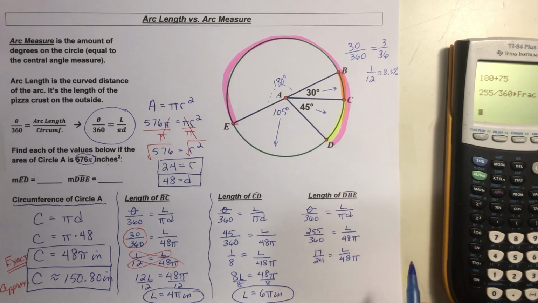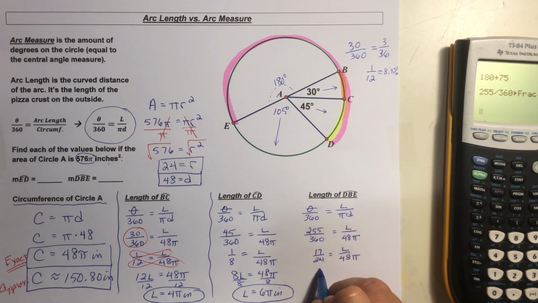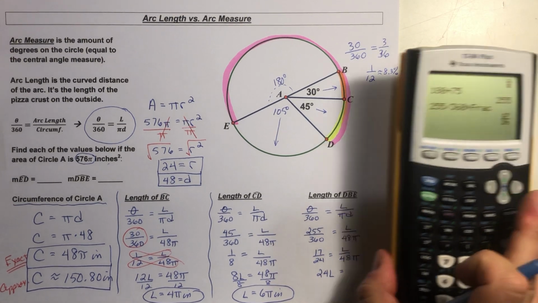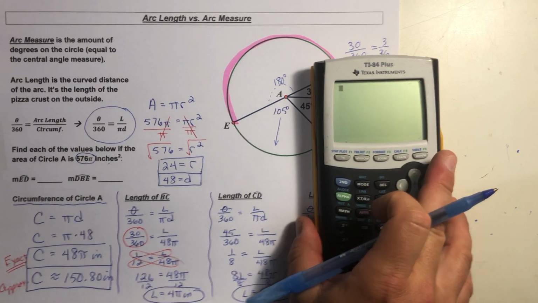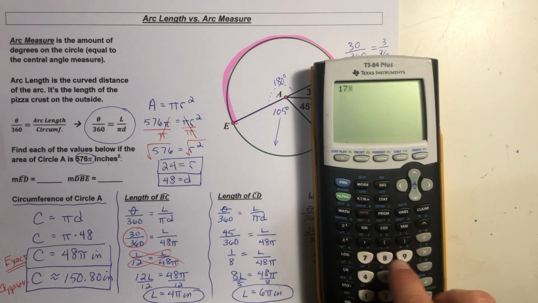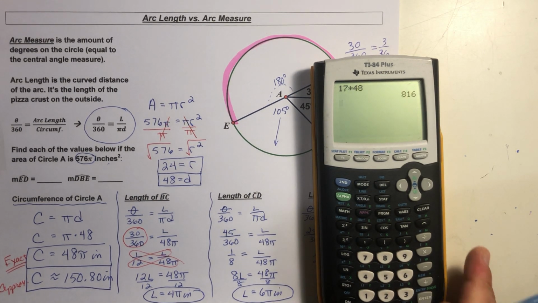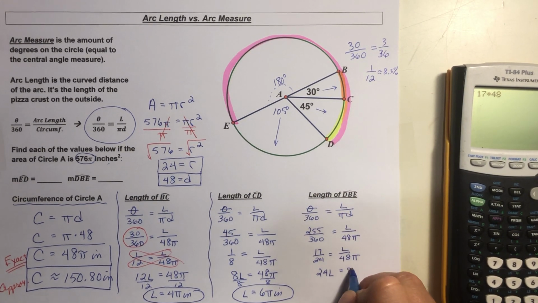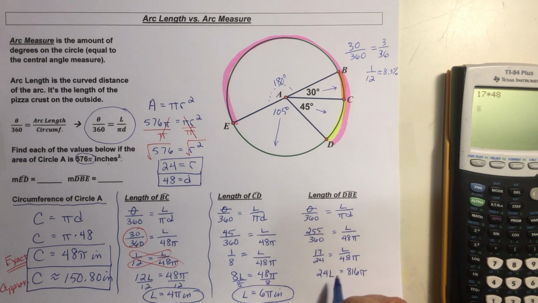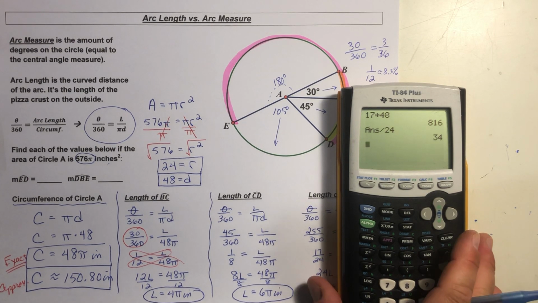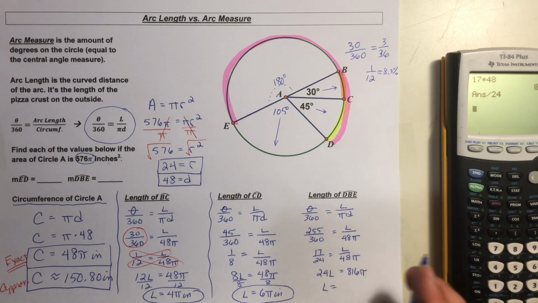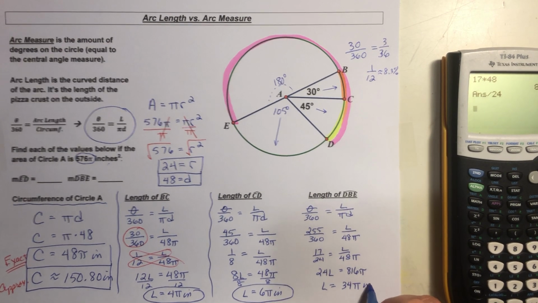Again, I'm just cleaning up, simplifying. Now I'm going to cross multiply. I'm going to get 24L equals 17 times 48 pi. All right, now this is good for you guys on your calculator. If I want to leave it exact, all I'm going to do is 17 times 48, okay? And that's 816, but I'm going to put the pi back in, right? So 17 times 48 pi, 816 pi. I'm going to divide both sides by 24. Notice I'm leaving the pi out temporarily, right? Oh, nice, it works nicely. So that gives me 34 pi inches.